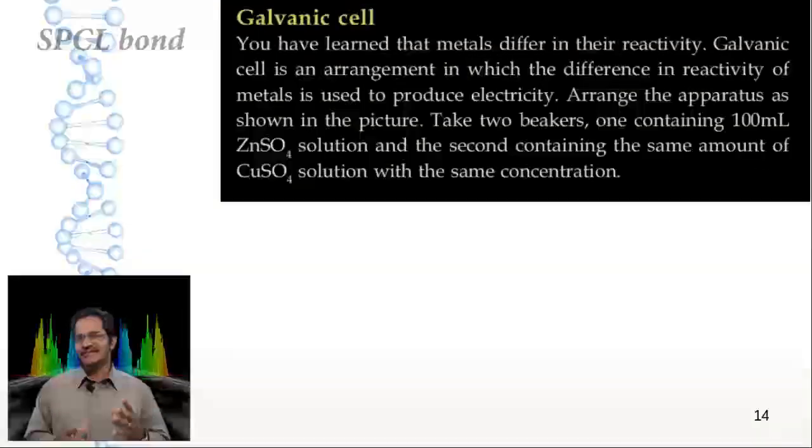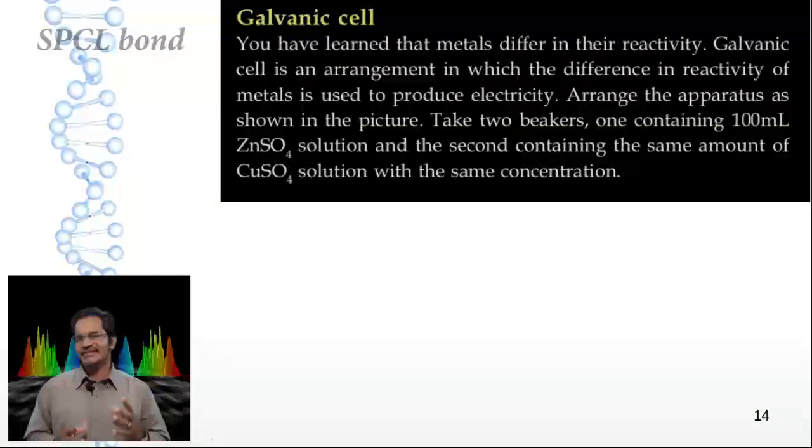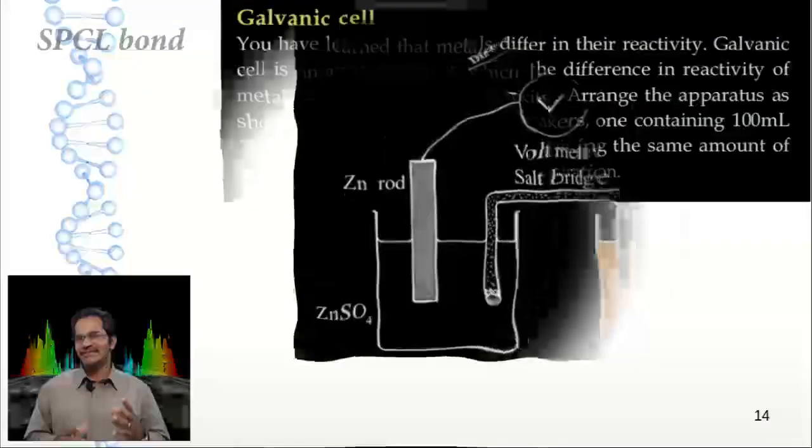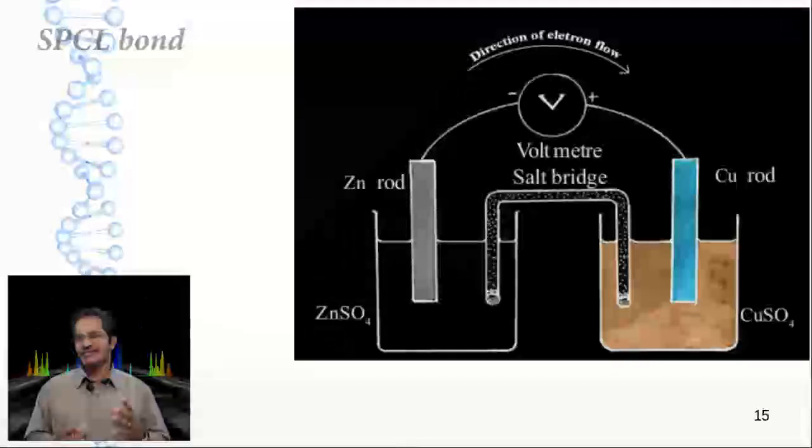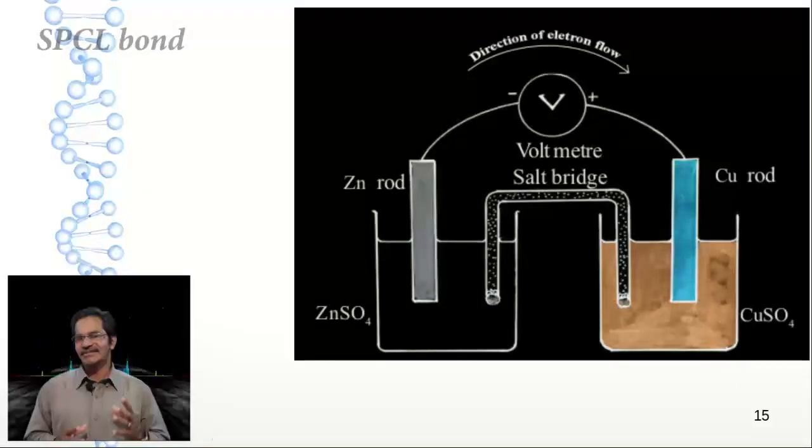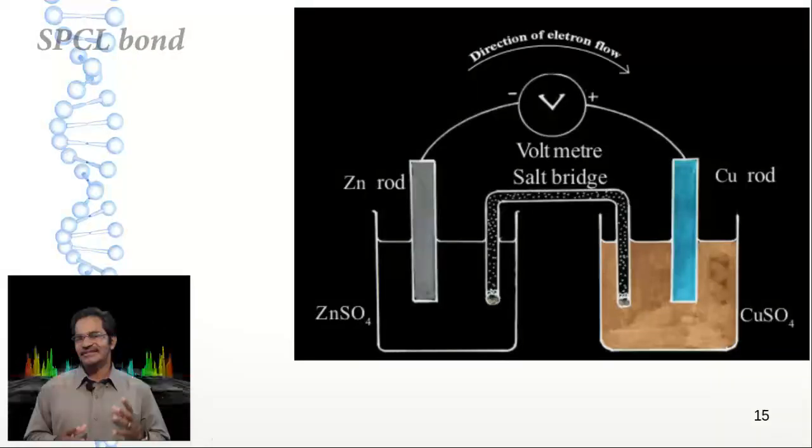The arrangement is clear. Two beakers are taken, one containing 100 ml zinc sulfate solution and the second containing the same amount of copper sulfate solution with the same concentration, that is 1 mole of zinc sulfate in 1 liter of water. Similarly, 1 mole of copper sulfate is taken in 1 liter of copper sulfate solution. That means if you are taking 1 liter zinc sulfate solution, it consists of 1 mole zinc sulfate.